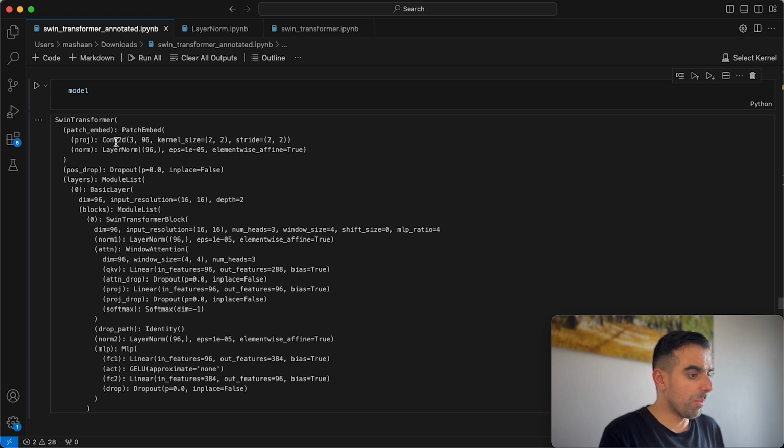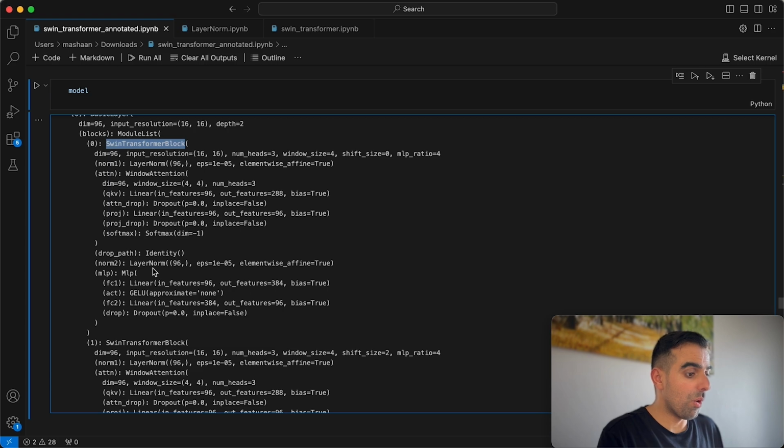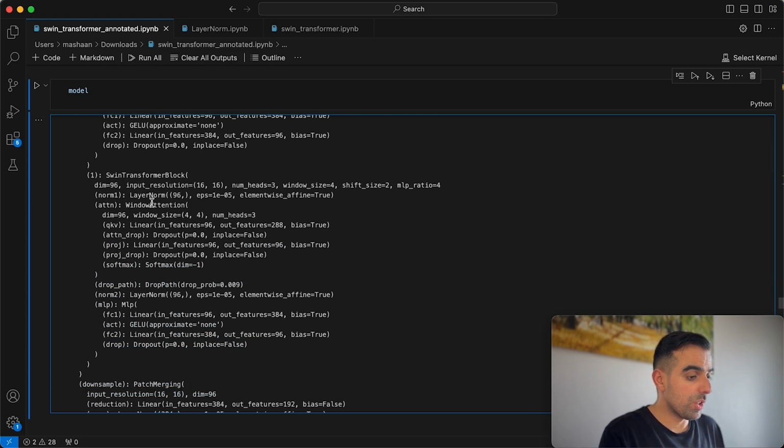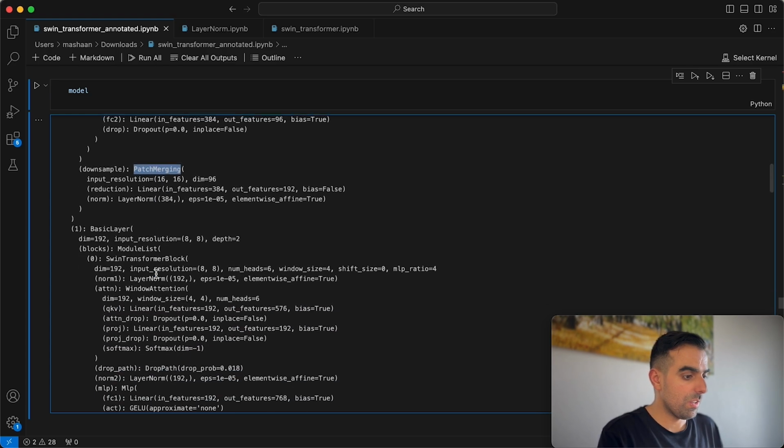Patch embedding will perform conv2d and layer norm. Then the model will stack the layers using the basic layer class, which is basically a stack of Swin Transformer blocks. The first layer has 2 Swin Transformer blocks. The first performs window attention. The second Swin Transformer performs shifted window attention. Then at the end of the first layer, it will perform downsampling using the patch merging class.